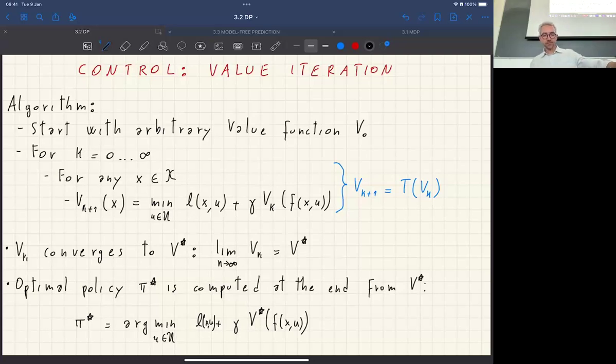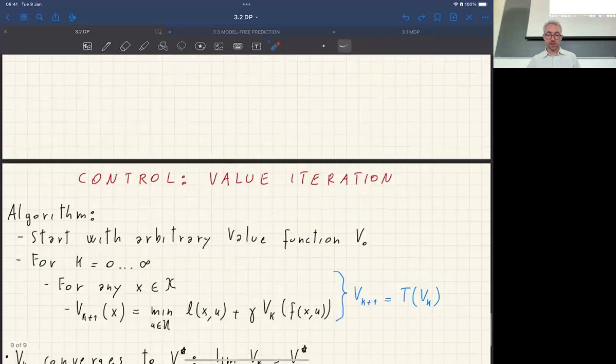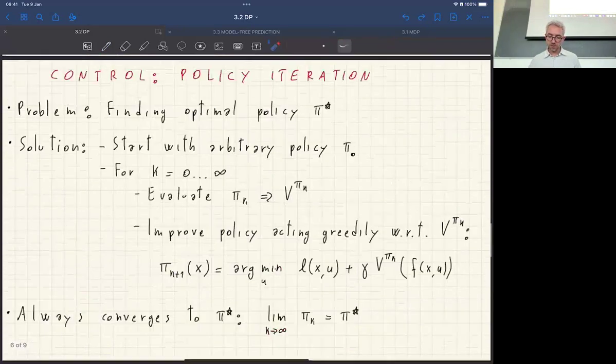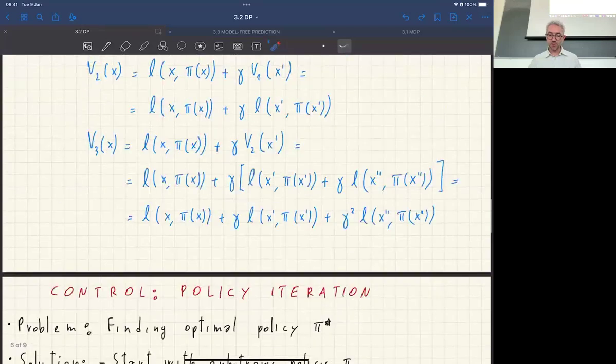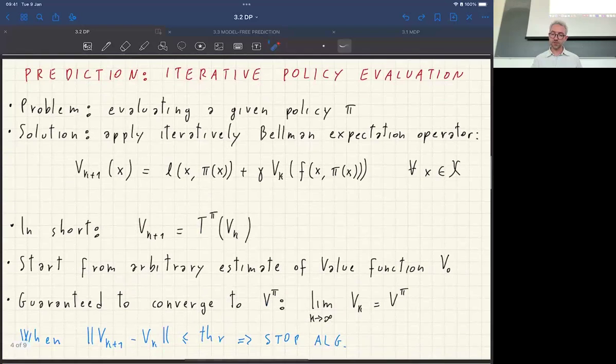I mean, we need to know the dynamics even inside the algorithms, because here we are using it everywhere. We are using it here when we do value iteration, and we were using it before when we were doing policy iteration, and we were using it even before when we were doing policy evaluation. So all these algorithms are based on the assumption that you know the dynamics. Because again, they are optimal control algorithms in flavor.